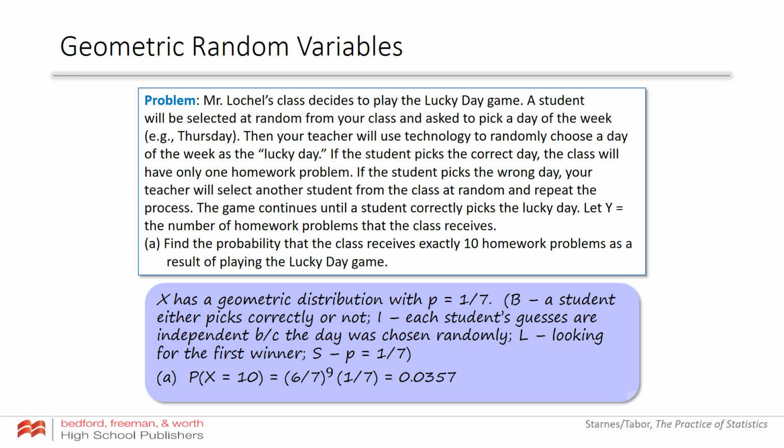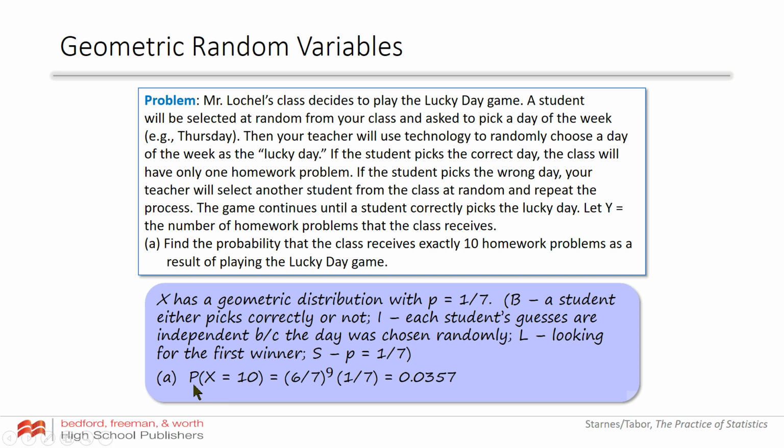And this is because of BINS. B: it's binary. A student either picks correctly or not. I: independence. Each student's guess is independent because the day is chosen randomly. So in other words, what one person guesses, whether they get it right or wrong, is not going to affect the next person's guess. We're looking for the first winner, and we already said the probability of success is 1 out of 7.